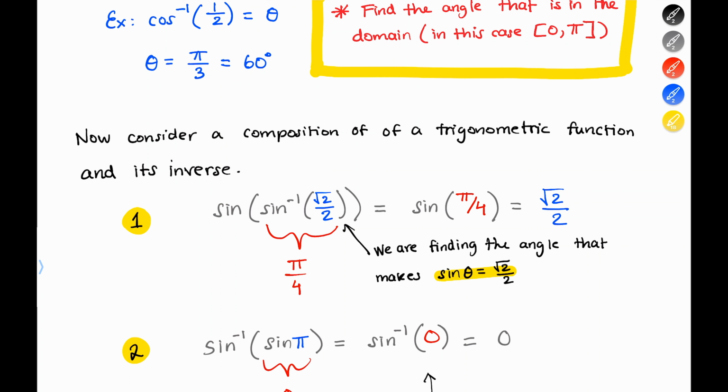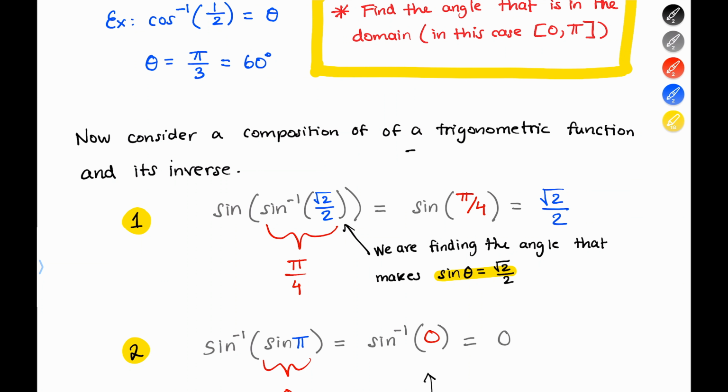So the trick is that if we're finding a trig function of a trig inverse function of an x angle, then we will get an answer of x. So these two cancel out basically. So this sine and this sine inverse would cancel out, and we would be left with root 2 over 2.